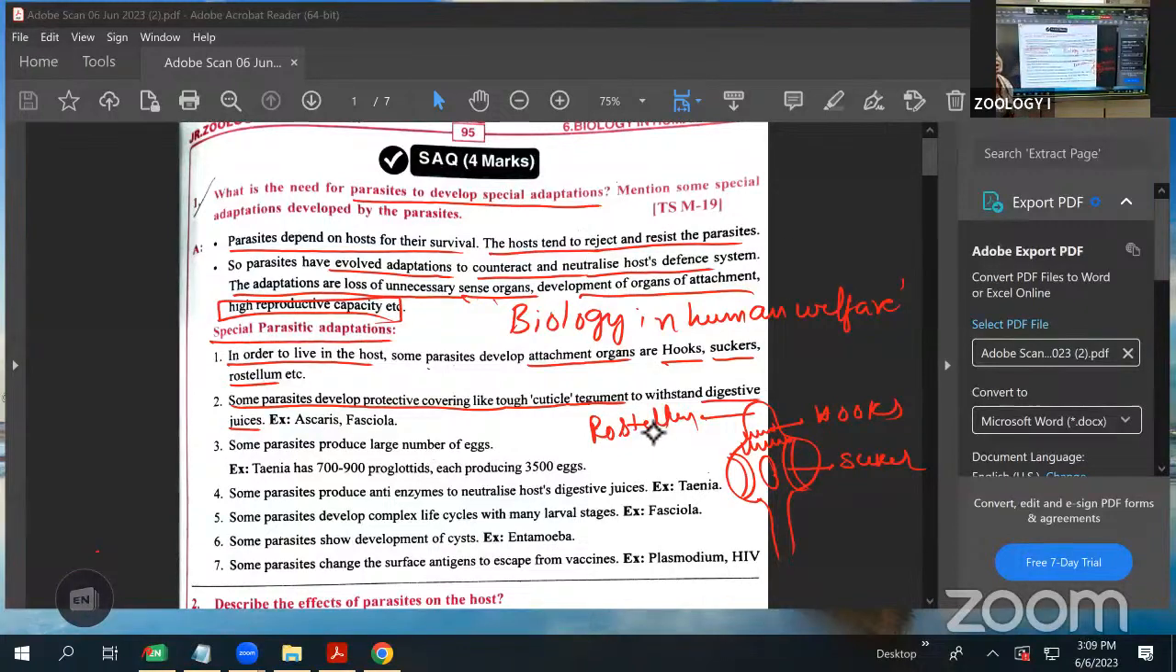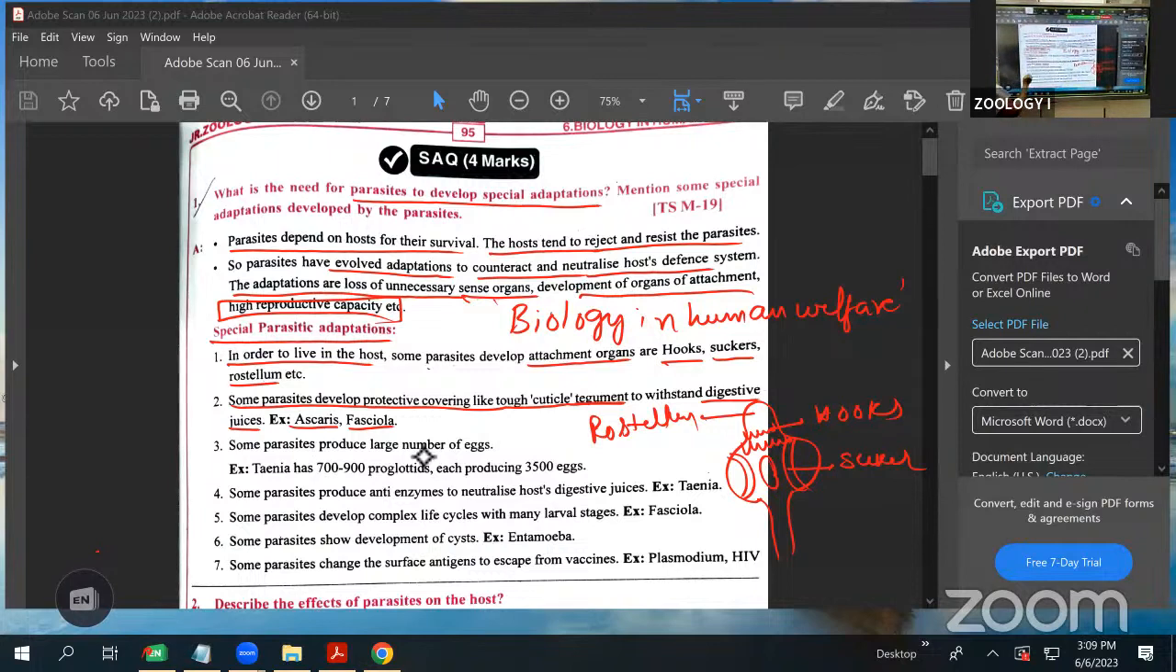Some animals, which one? Ascaris. We learned about the life cycle of Ascaris now. Ascaris is covered by the cuticle only. Next, Fasciola hepatica has the tegument surrounding, for withstanding the digestive enzymes. See this one. The Ascaris and the Fasciola are examples for the protective cuticle covering.